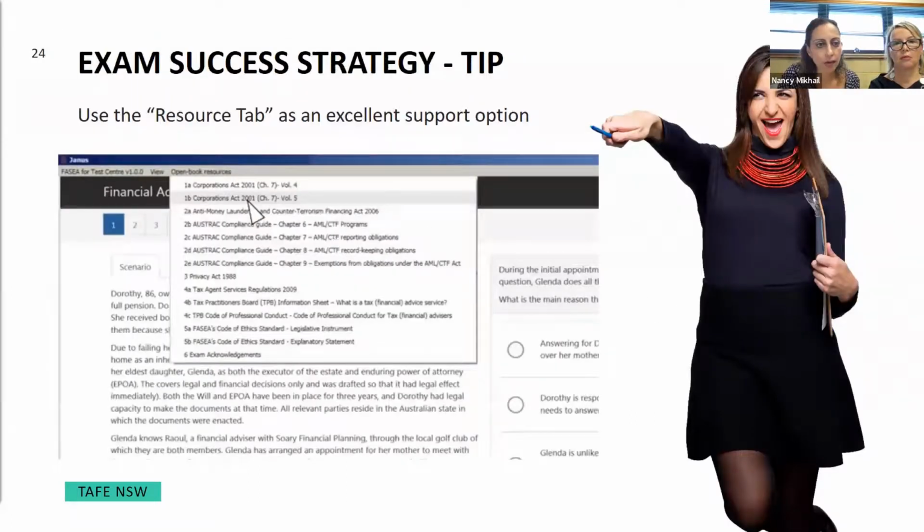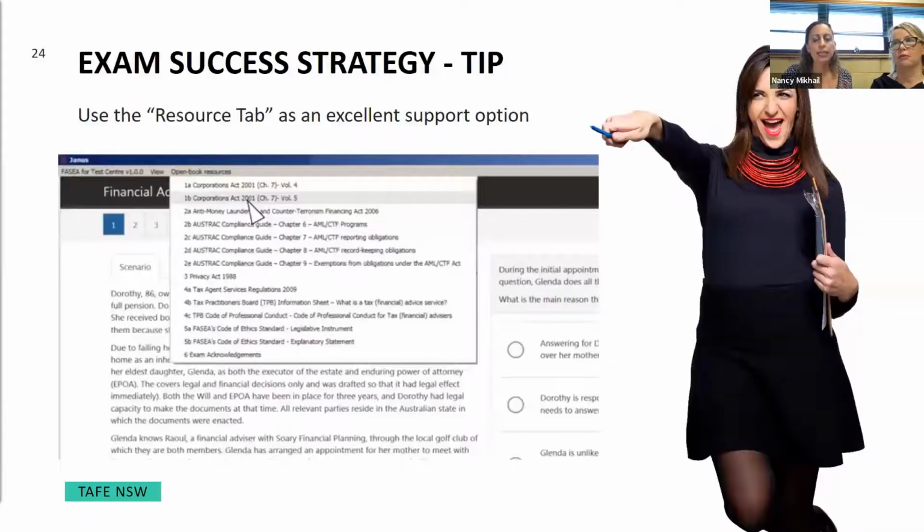Now, this is the area up here. It says open book resources. This is the only way you will be able to access the resources that you need for the exam. So what I would do is, once you're allowed reading time, once you start, have a look at what it is so you're familiar with which order everything's at. And you can actually see that when you're watching the video. This is where you need to go if you need to look up a section or something for the tax agent services. Just click on it. It'll appear.